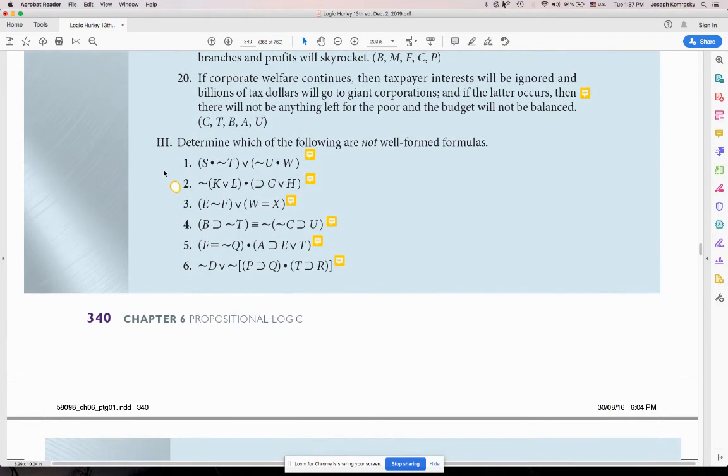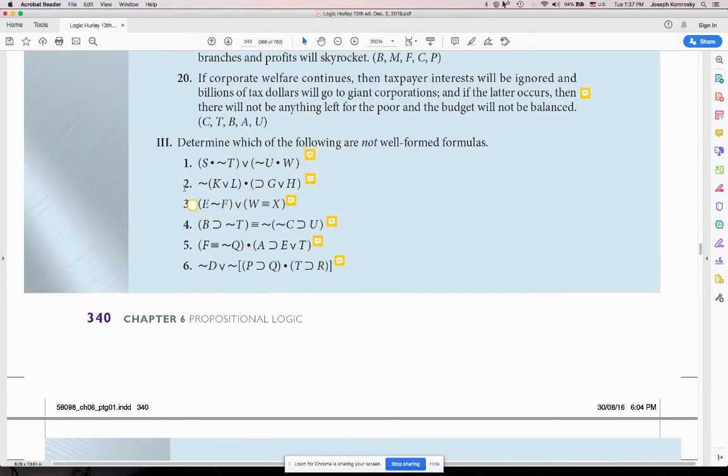All right, so let's go into well-formed, not well-formed. Let's try number 1. When you read this, does it look like everything jives pretty well? I have an S dot, not T. They're in parentheses. I have my main wedge out here. I got parentheses. Yeah, that's a well-formed formula.